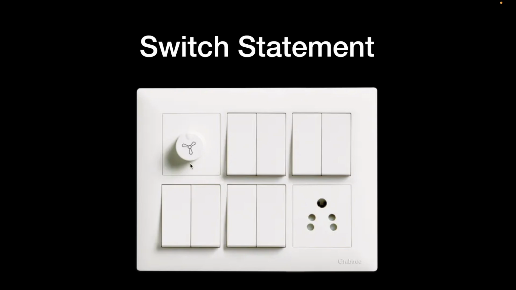Let's suppose the first one is for the fan. If I press this button, then maybe your fan will get started. Then if I press the second button, this one, maybe your TV will get on. If I press the third button, then maybe any other equipment in your home will get started. So each button in your switch has a dedicated task. Let's suppose you have kept your charger, and if you press this button, then maybe your mobile charger will get started. So same way we have the switch statement in our Java.